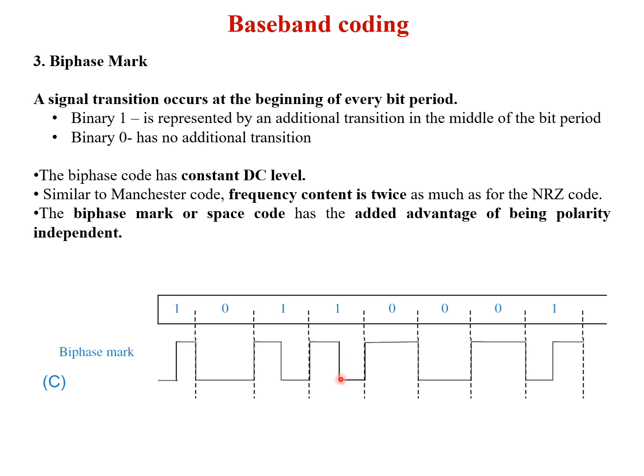Again, additional transition in the middle for binary 1. So there is a transition in the beginning, then no transition in the middle since it is 0. Then 0 again, transition in the beginning, no transition in the middle. Then 0, transition in the beginning, no transition in the middle. 1, transition in the beginning, then transition in the middle. So like this the data is represented in biphase mark.